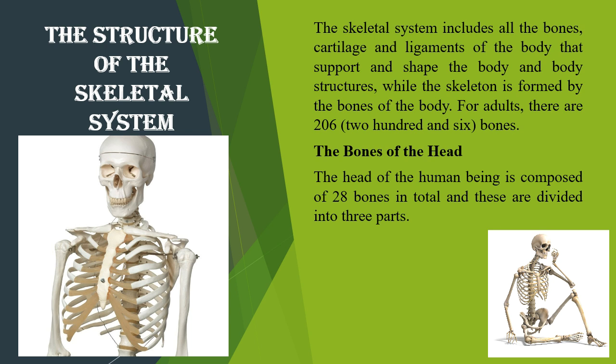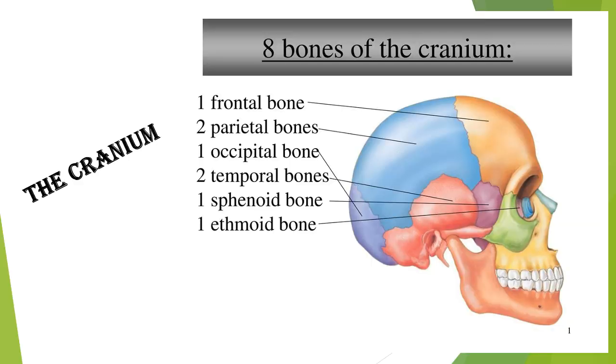The bones of the head. The head of the human being is composed of 28 bones in total, and these are divided in three parts: the cranium, 8 bones of the cranium: 1 frontal bone, 2 parietal bones, 1 occipital bone, 2 temporal bones, 1 sphenoid bone, 1 ethmoid bone.